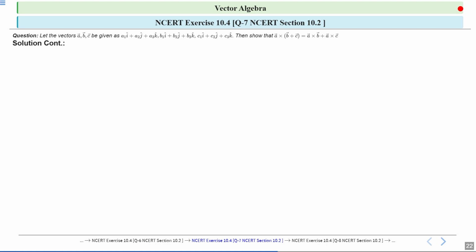Now let's see how we can continue. Now RHS is basically A vector cross B vector plus A vector cross C vector. Therefore, A vector cross B vector will be equal to the determinant of i cap, j cap, k cap; A1, A2, A3; and B1, B2, B3. So it will be i cap into A2 B3 minus A3 B2 plus j cap into A3 B1 minus A1 B3 plus k cap into A1 B2 minus A2 B1, right?